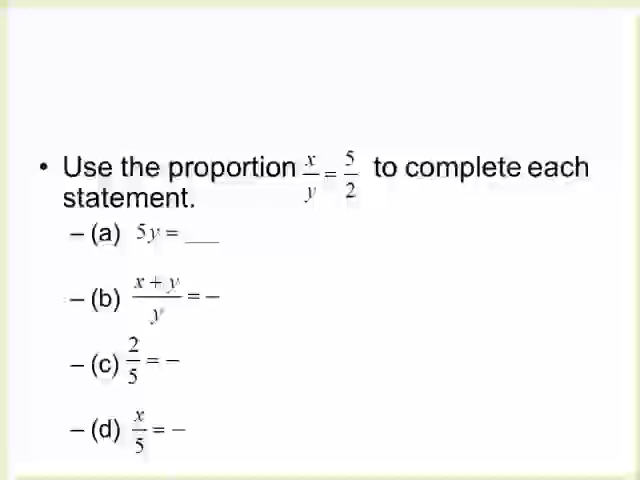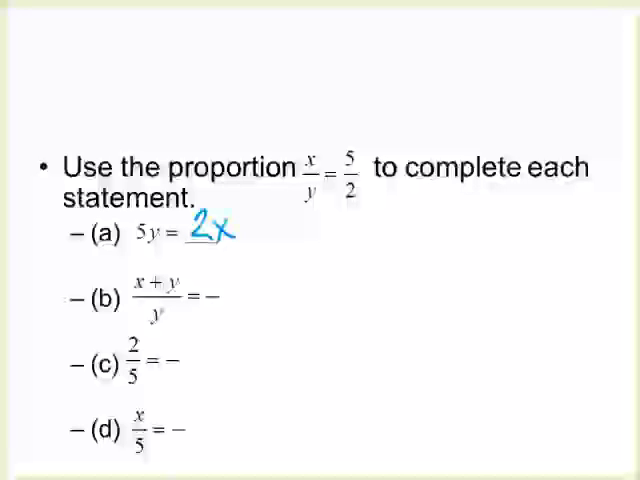So using the original proportion, x over 5 equals y over 2, what would 5y be equal to? 2x. This is our cross multiplying property, that we multiply on one diagonal is equal to multiplying on the other diagonal. And that's the property that we will use to solve.